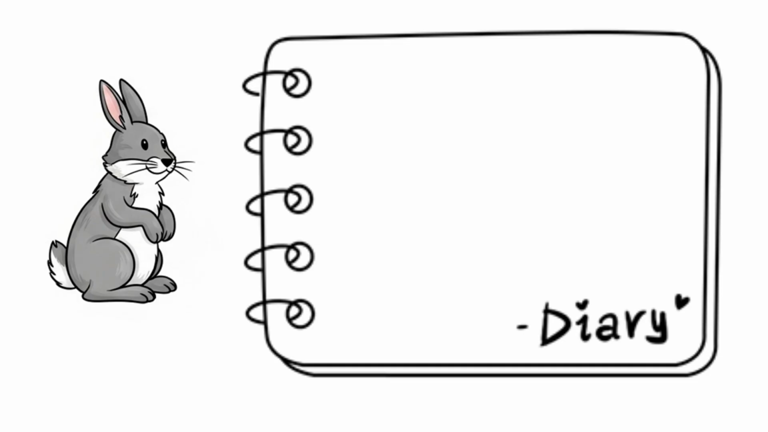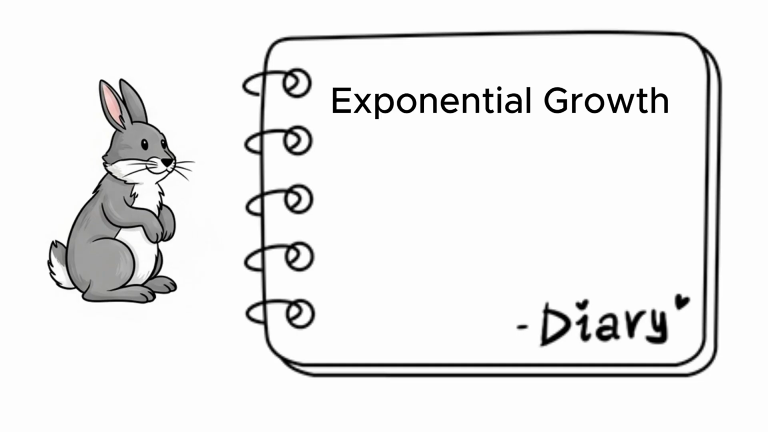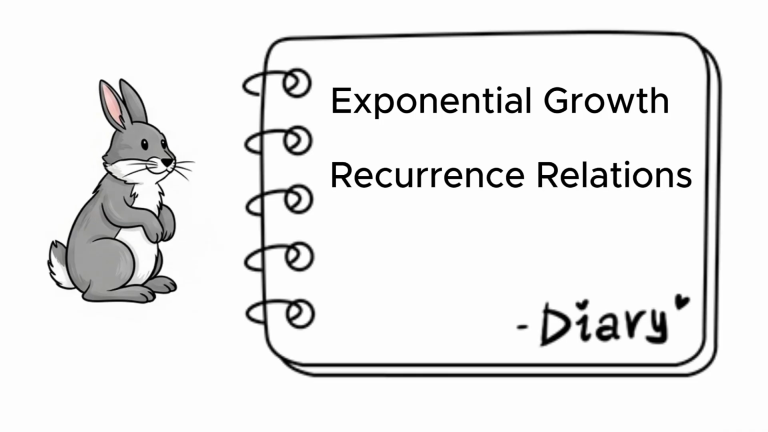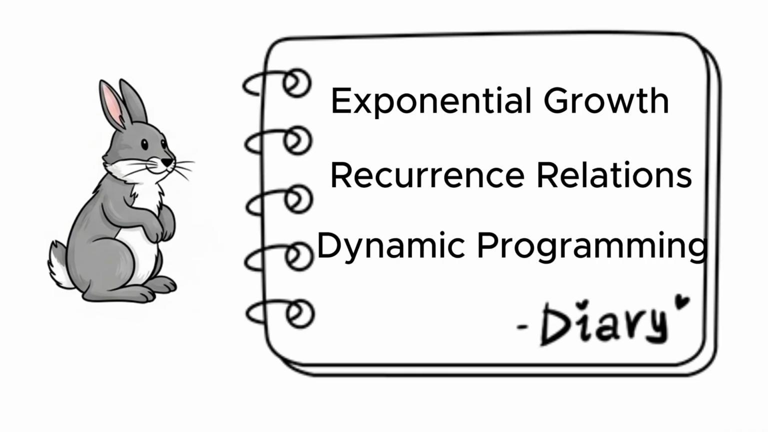The rabbit problem is a gateway to understanding exponential growth, recurrence relations, and dynamic programming. 3 concepts that are everywhere in computational biology and computer science.